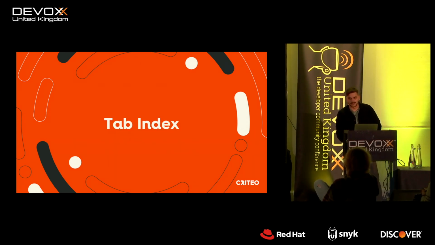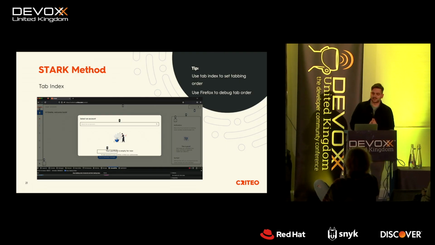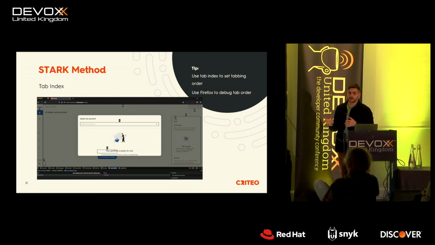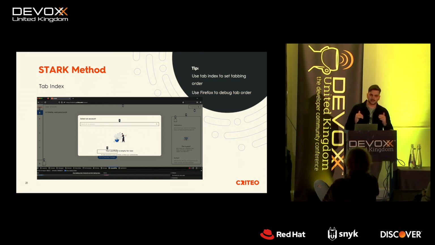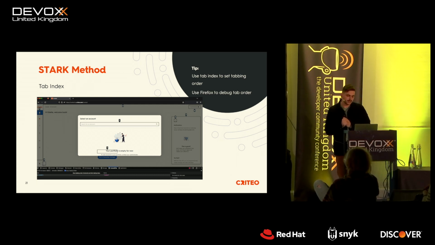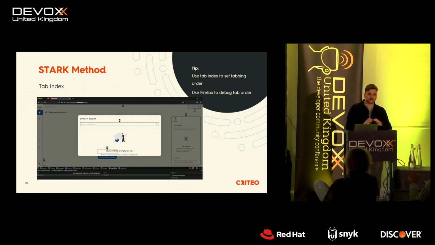Tab index. Tab index basically is just to set tabbing order. You can debug it thanks to Firefox. So I don't know if you can see it on the image, but you have some little numbers that pop up, and it will tell you in which order your website will be parsed with the tab. So which element will be accessed and in which order. Just a quick tip, please only use 0 and -1, nothing else.